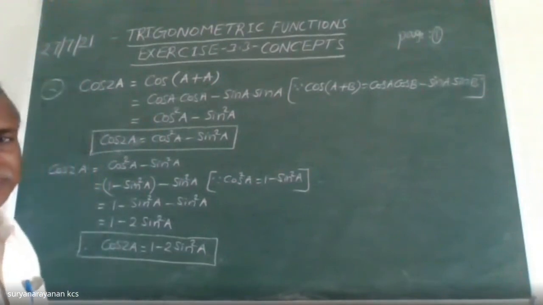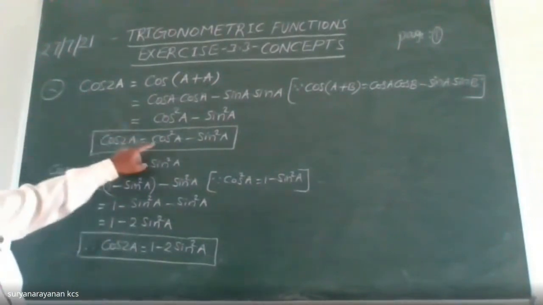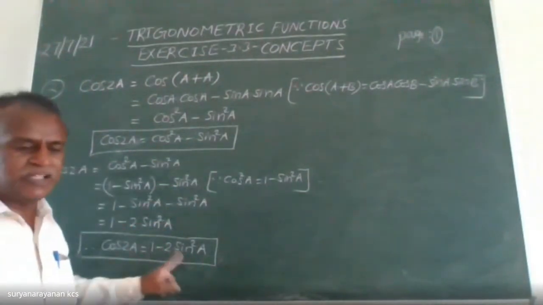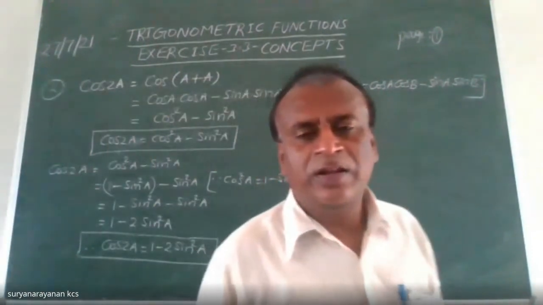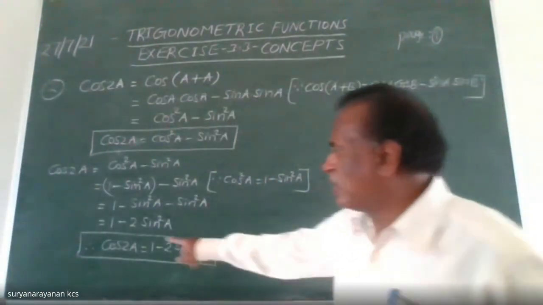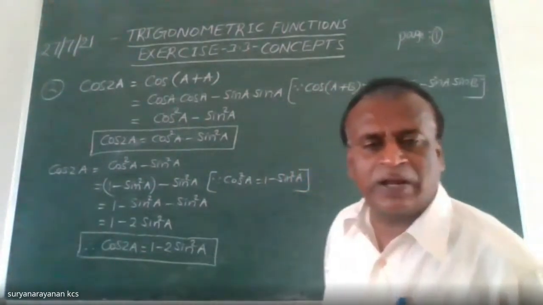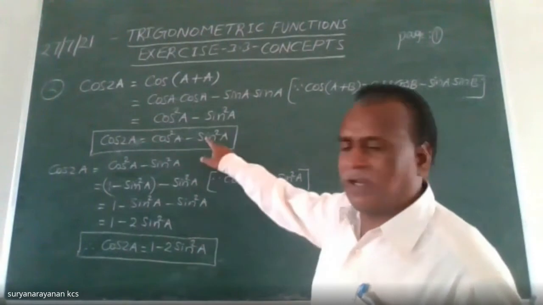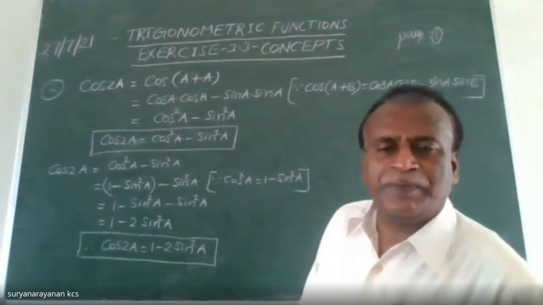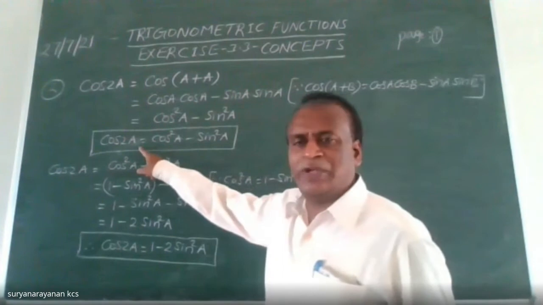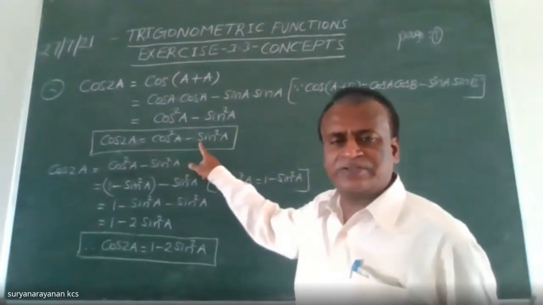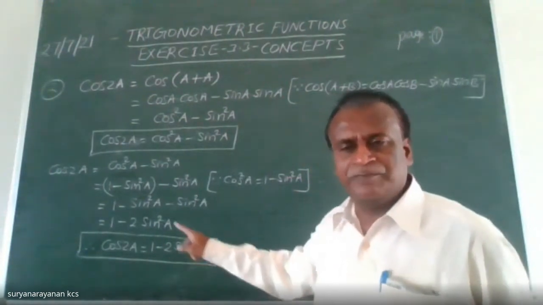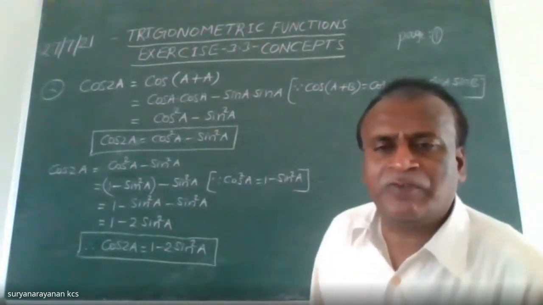Okay, my children. So, cos 2A is equal to cos square A minus sin square A, and another formula, 1 minus 2 sin square A. Read these two formulae. We will derive two more formulae for cos 2A. Now read these two formulae one by one. Percy, read these two formulae. Cos 2A is equal to cos square A minus sin square A. Cos 2A is equal to 1 minus 2 sin square A.